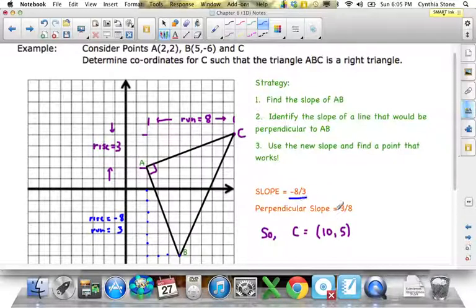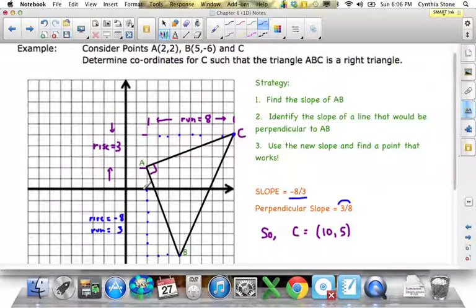So my perpendicular slope would be 3 over 8. Okay? So all I did here, I just needed to use my new slope from A, because I want to make a right angle right here. So I need to draw a line segment here that's perpendicular, so it has to have this slope. So then I just used my rise of 3, 1, 2, 3, and my run of 8, 1, 2, 3, 4, 5, 6, 7, 8, and that's how I found point C. Just read the coordinates off the chart.